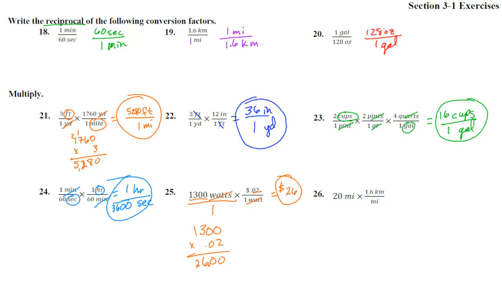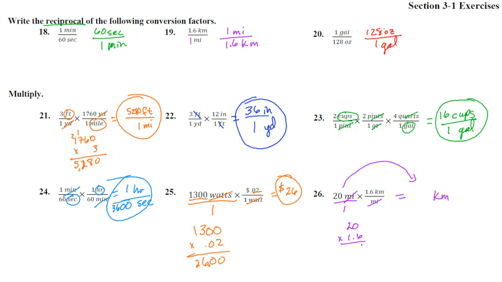Cool. Okay, number 26. 20 miles times 1.6 kilometers per mile. And notice what we're really doing here. We're taking 20 miles, and when we multiply these, the miles will cancel. This is like over 1. So the miles will cancel, and we're going to be left with how many kilometers? So really, we're taking 20 miles and converting it using this conversion factor that was actually up here in number 19: 20 times 1.6.